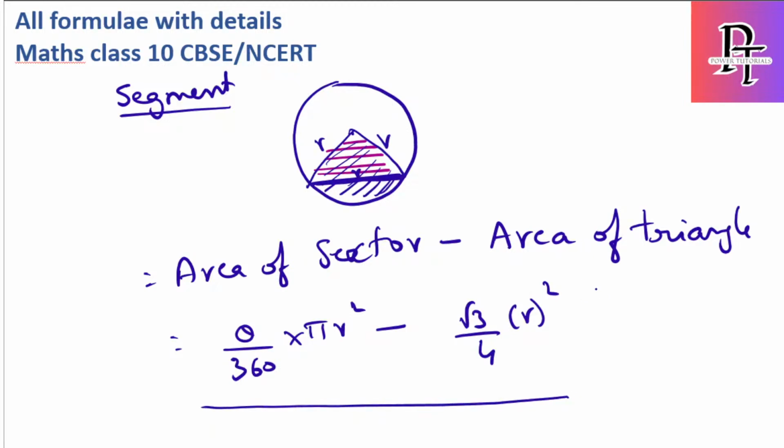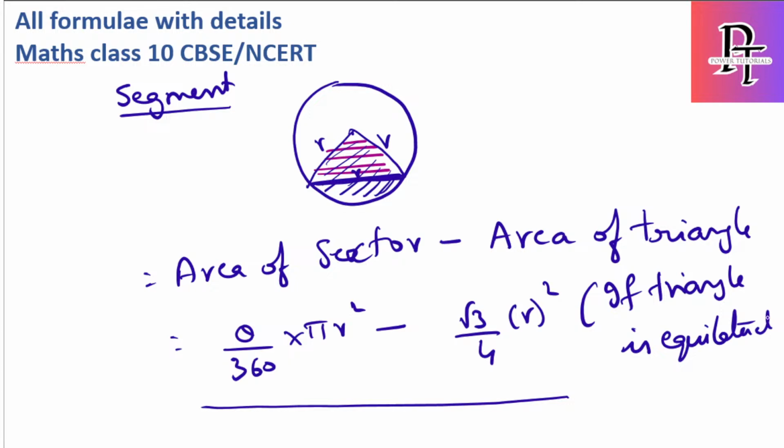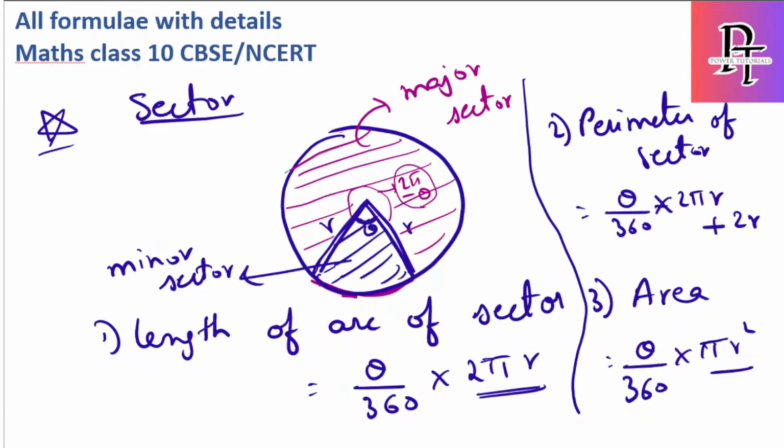So I am saying, if the triangle is equilateral, then you can apply this formula. If not, and 99% it will be an equilateral triangle only, they will provide you at least the area of the triangle. Okay, so this is with respect to segment and sector, and this covers the formulas from the 11th chapter, that is areas related to circles.